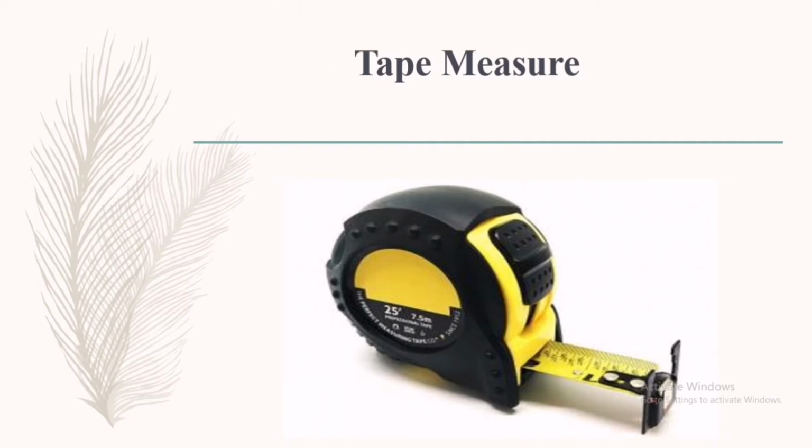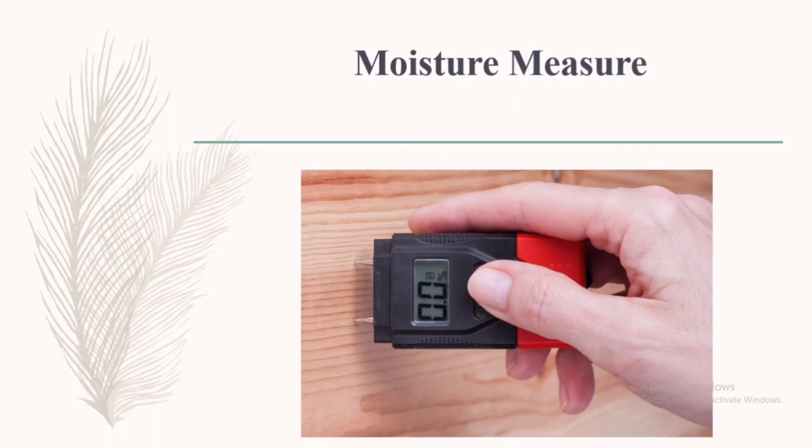Next one is moisture meter. What is the function of this? Moisture meter is used to measure the percentage of water in a given substance. Now, why is it important to check the moisture content of the woods before using them? It is extremely important to check the moisture content of the woods in order to identify the possible damage that is caused by moisture buildup.